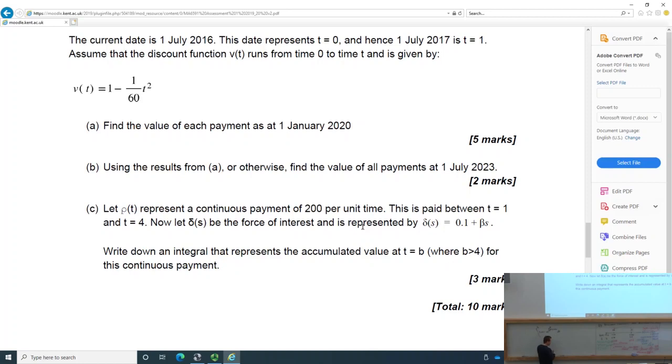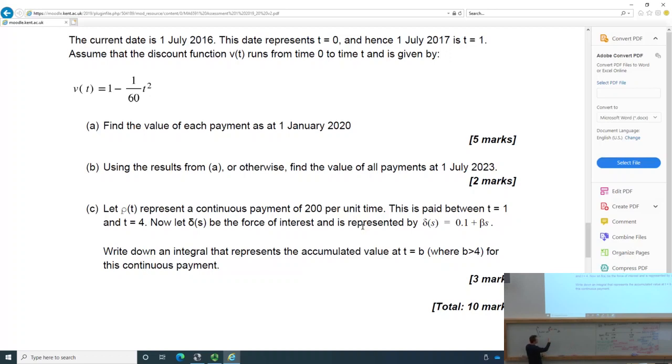So we can now just drop in the expression for delta s. Delta s was something easy, wasn't it? 0.1 plus beta s. I'll put that in there. 0.1 plus beta s. And we're done. Now, of course, we can go and solve that if you want.